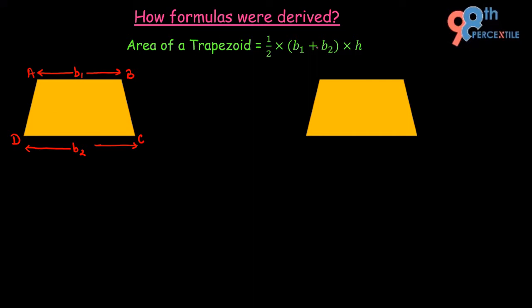Now here, as you all know, B1 and B2 are the two bases of a trapezoid, or we say the two parallel sides, and this H is the perpendicular distance between those two parallel sides. So here I have this trapezoid, and first let's do method 1.